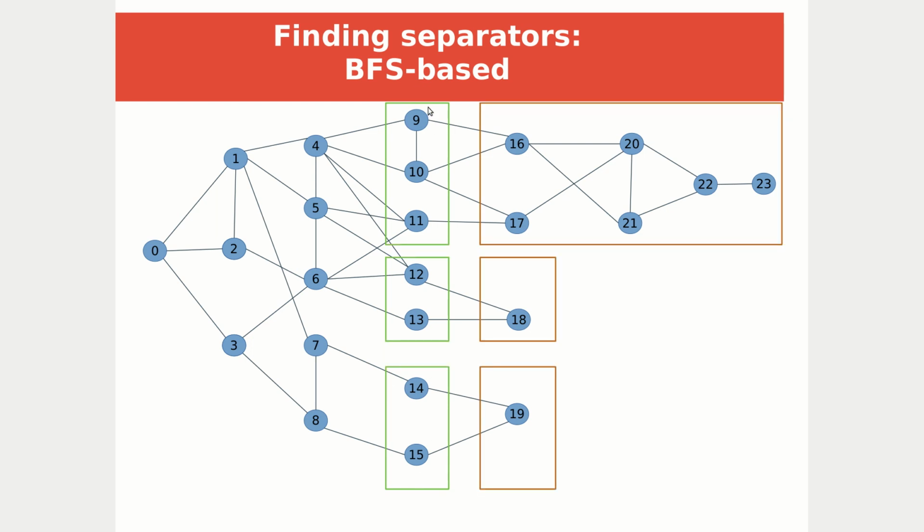And for each layer here, we do the following. First, we divide the layer into blocks. Each block contains all nodes that have a neighbor in the same connected component in the graph induced by all earlier considered layers. That is one connected component, so nodes 9, 10, and 11 that have a neighbor in it belong to the same block.